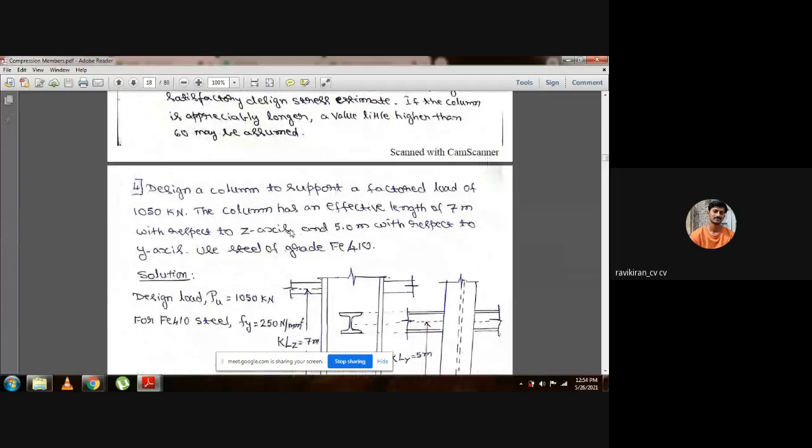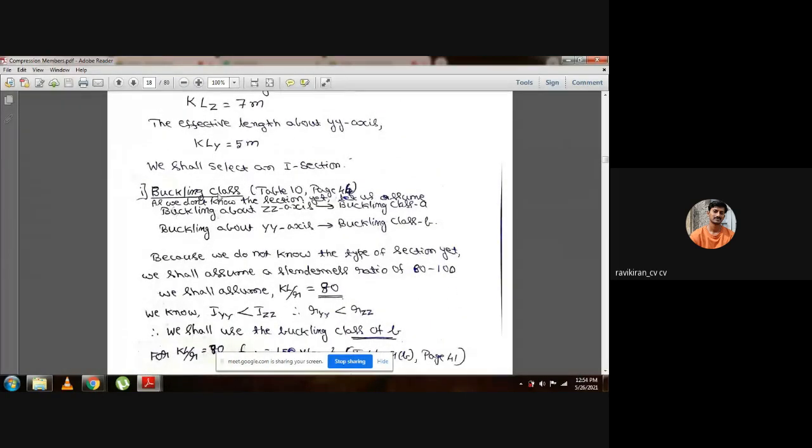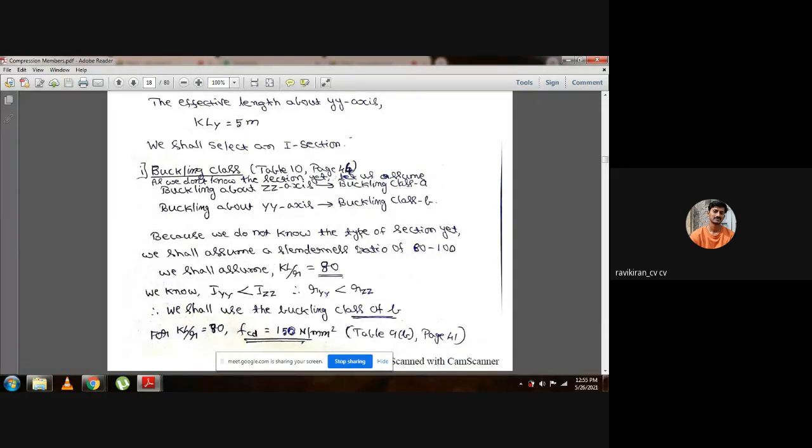Okay. So now based on the height of the column, see buckling class given in table 10 of page 44. As we don't know the section yet, let us assume buckling about ZZ axis, that is buckling class A, and buckling about YY axis, that is buckling class B, because both the planes are given, ZZ and YY. Because we do not know the type of section yet, we shall assume a slenderness ratio of 80 to 100. See, we are assuming here.